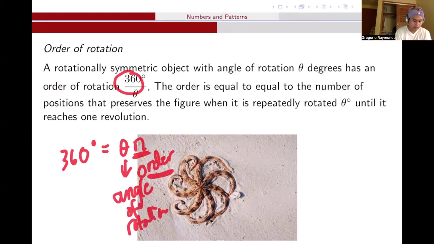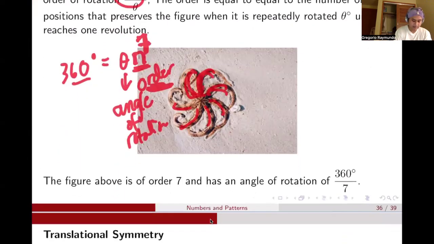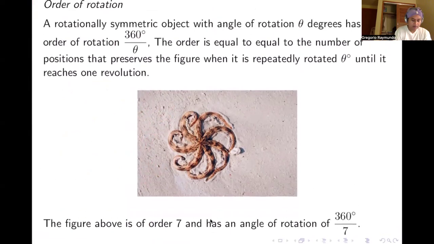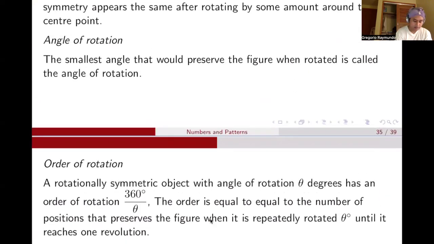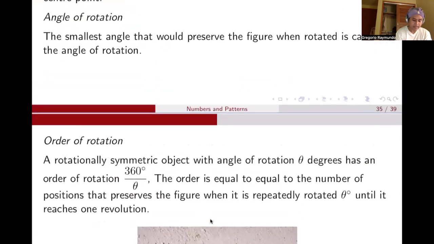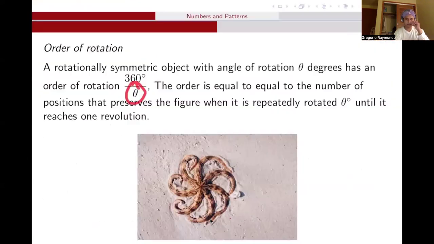So, ano yung order natin para makuha yung 360? For example, ito, 1, 2, 3, 4, 5, 6, 7. So, 7. So, 7 ito. Itong n ay 7. After 7 rotations, babalik ka sa original position mo. So, 360 divided by 7, yan ang angle of rotation natin. So, dito, 360 is equal to theta times n. N yung order. Theta yung smallest degree natin.